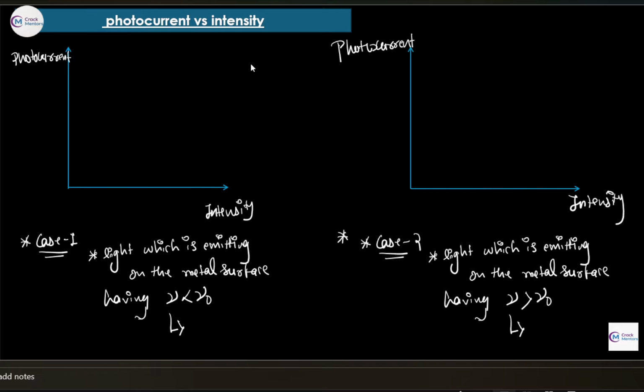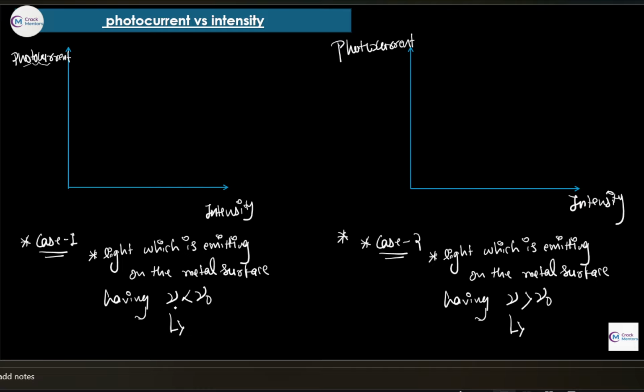So now let's talk about this. This is the photocurrent here on the y-axis, and here we have intensity. I'm talking about case one. In this case one, light is incident on the metal surface having frequency ν less than ν0.